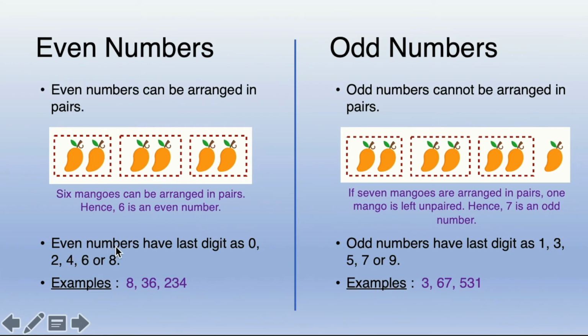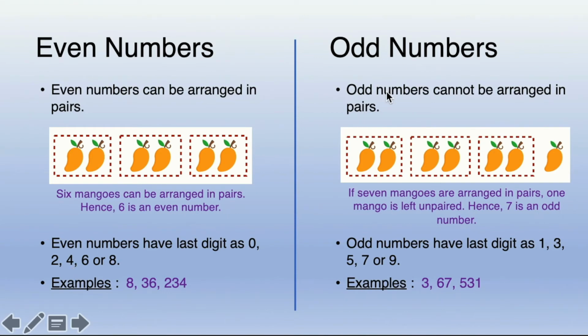Now even numbers have last digit as 0, 2, 4, 6 or 8. So examples are 8, 36. So this 2-digit number has 6 as the last digit. So it is an even number. Then 234. Now the last digit is 4. So again it is an even number.